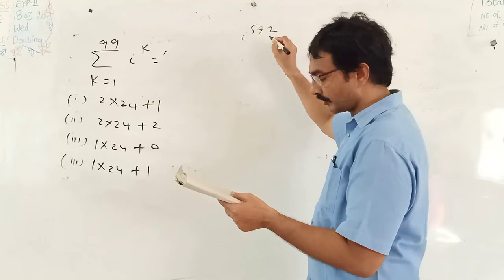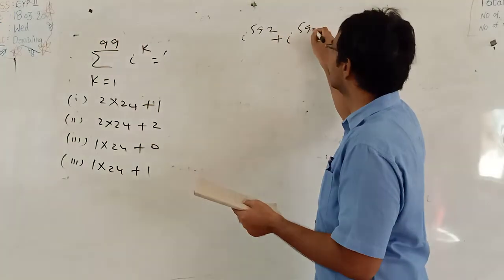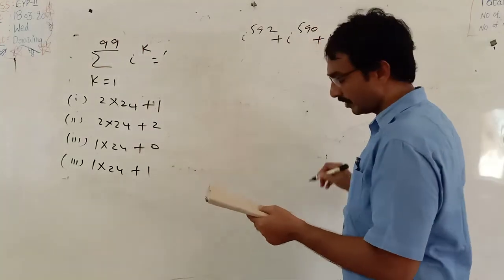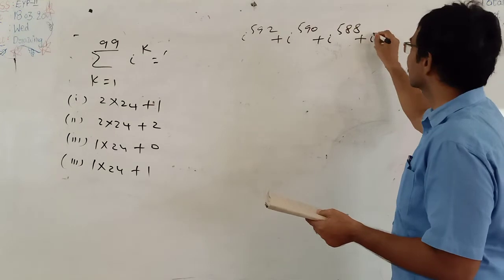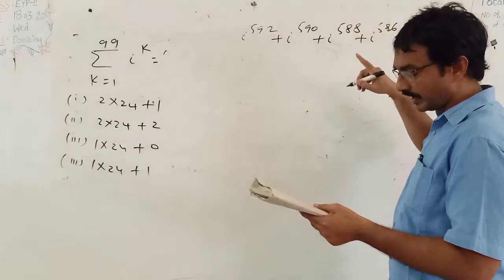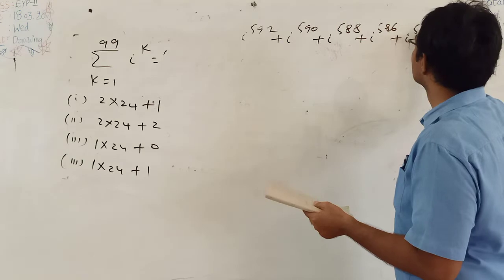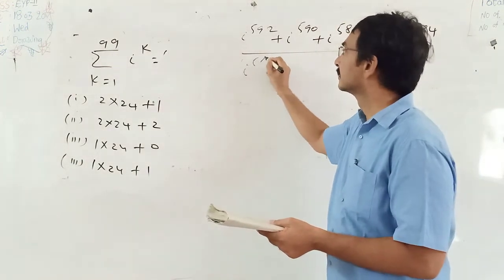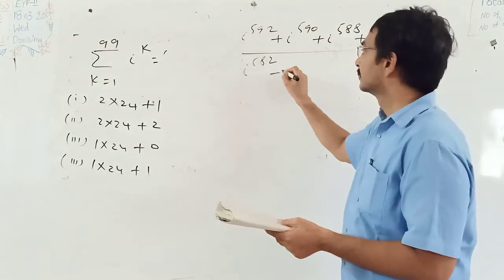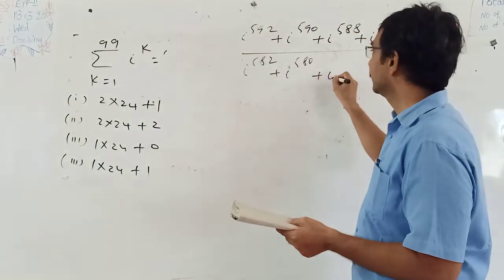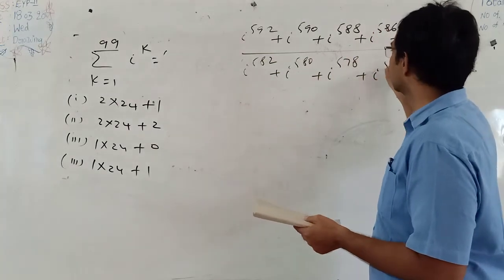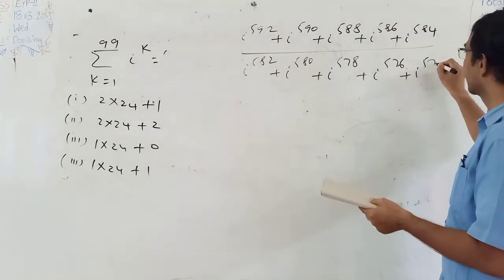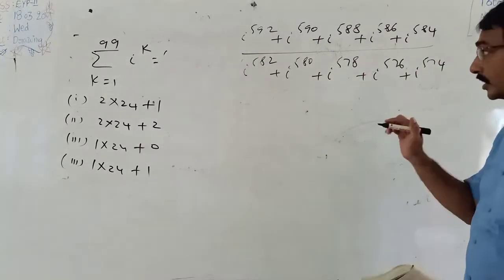The value of I power 592 plus the value of I power 590 plus the value of I power 588 plus the value of I power 586, the value of I power 584 plus 582, 580, 578, 576 plus I power 574. This is previous old descriptive problem.